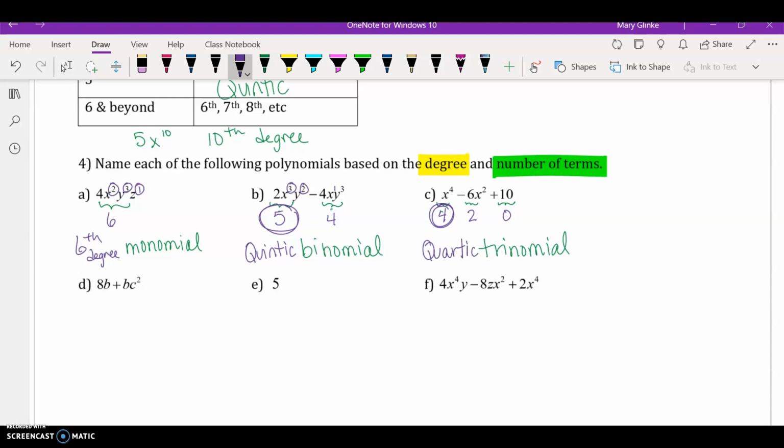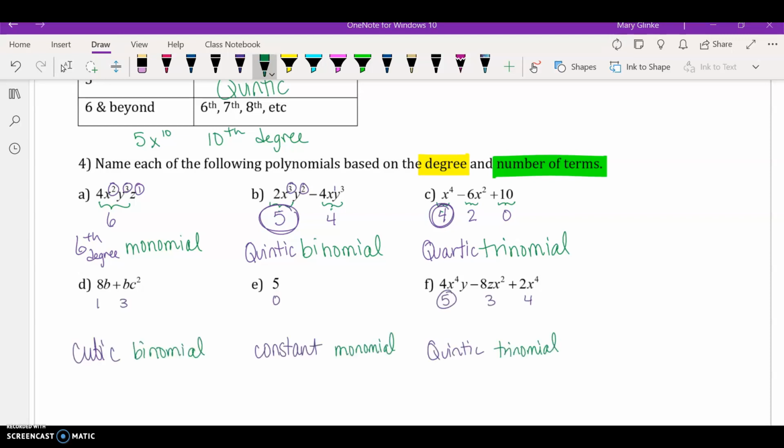So pause the video now and try D, E, and F. So D is a cubic binomial, E is a constant monomial, F is a quintic trinomial.